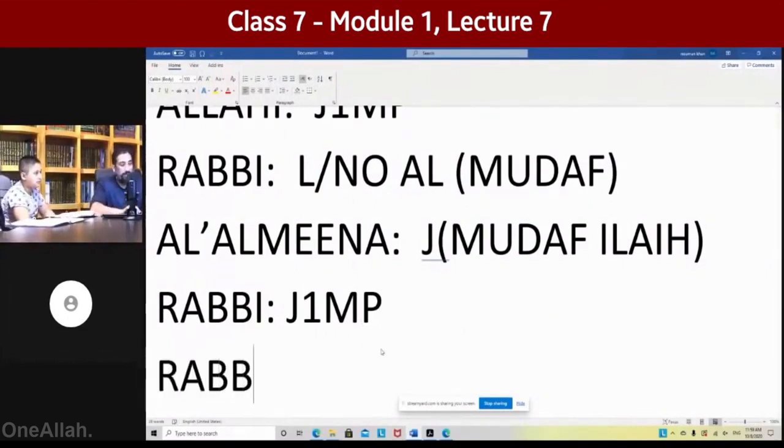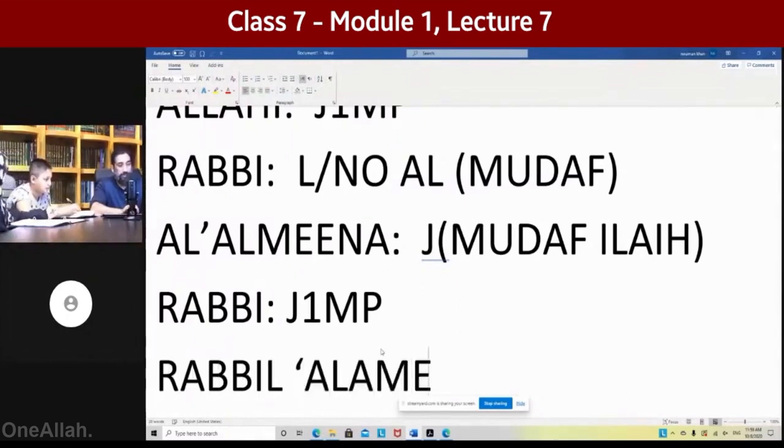I'm going to write this together. Rabbi al-Alamina, or I'll just say Rabbil Alameen. You want to start that? Yeah. Okay. Now I'm looking at the whole thing together.